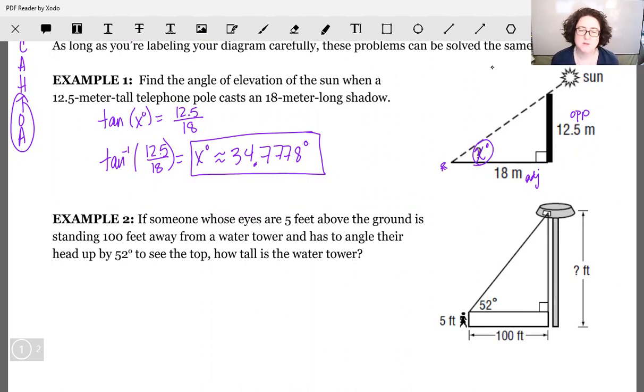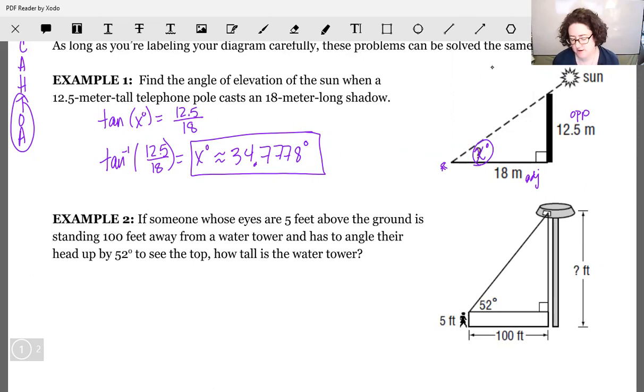The biggest thing is being able to find our right triangle in that scenario. So let's read through the problem, make sure we have everything labeled. If someone whose eyes are 5 feet above the ground, so that's our 5-foot person in the diagram, is standing 100 feet away from a water tower, and they have to angle their head up by 52 degrees to see the top, how tall is the water tower?